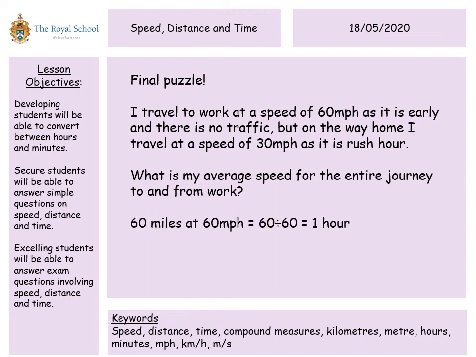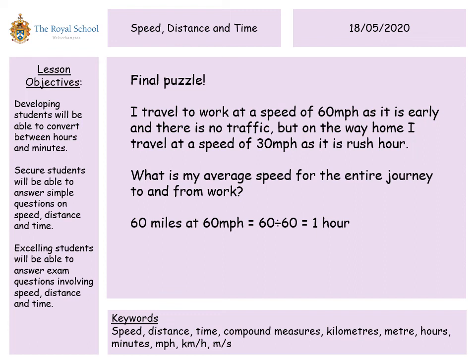So on the way to work, I would have travelled this imaginary 60 miles at 60 miles per hour. And the time taken for that, obviously time is distance divided by speed, so 60 divided by 60, it would take me 1 hour. Well, actually that's exactly what the whole compound unit there suggests. 60 miles per hour means I can go the 60 miles in the 1 hour.